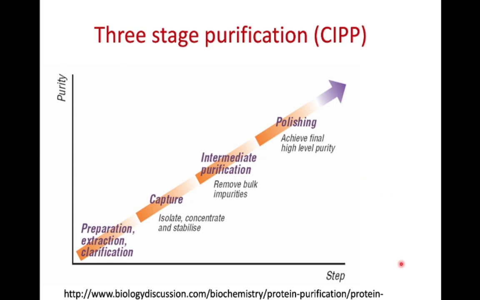Now, this essentially is a three-stage process. So it involves first the preparation, extraction, and clarification. We have then a capture, so we need to isolate, concentrate, and then stabilize. And then you'll have an intermediate purification, so that's to remove the cell debris, to remove the bulk impurities.